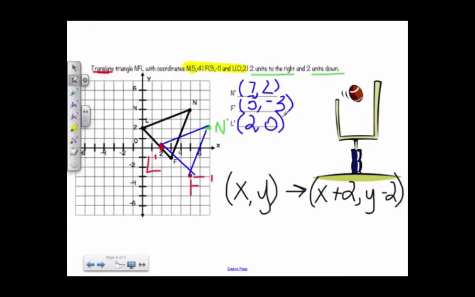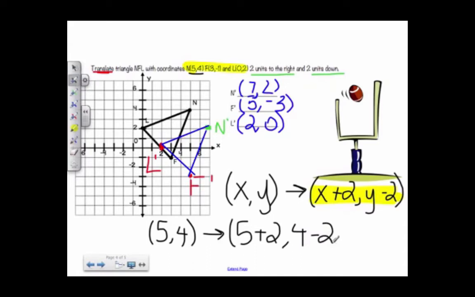Okay? So now let's go ahead and actually apply it to one of these coordinates. So if you see N is (5, 4), so if I take (5, 4) and I do what it tells me to do right here, I'm going to just apply it to this rule, I end up getting 5 plus 2, and then I also end up getting 4 minus 2, which turns into (7, 2), which is what I had as my N prime. So that's how you can apply the rule if you don't have to graph it out.